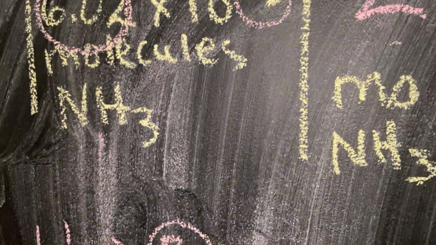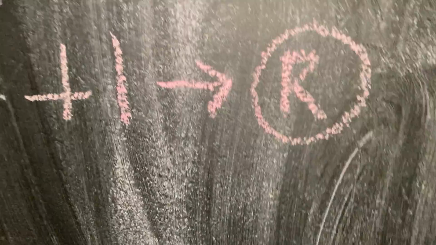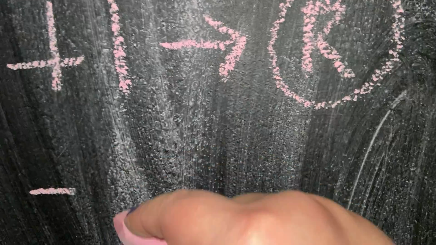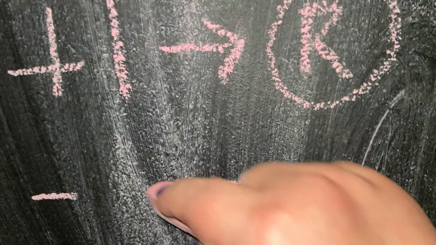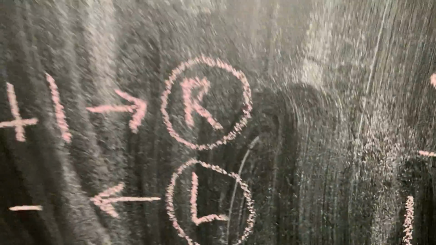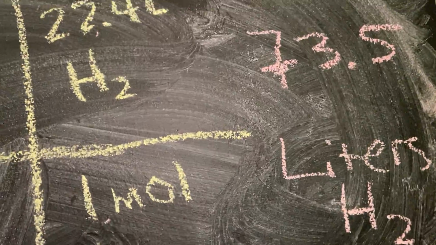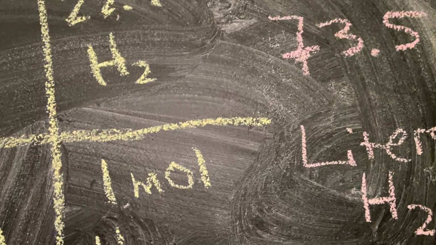Okay, hope that makes sense. So when you have a positive exponent left over, you move the decimal to the right. If you have a negative exponent, then you move it to the left. Okay, so the final answer for number 3 is 73.5 liters of H2.